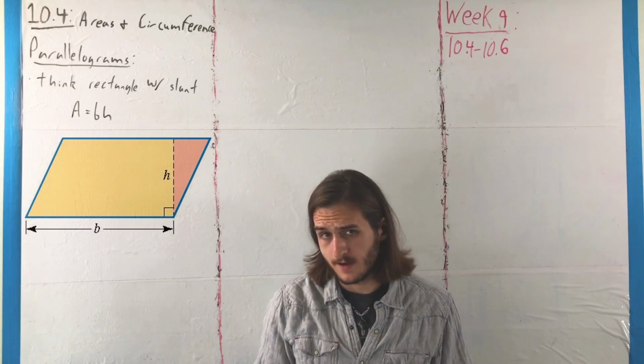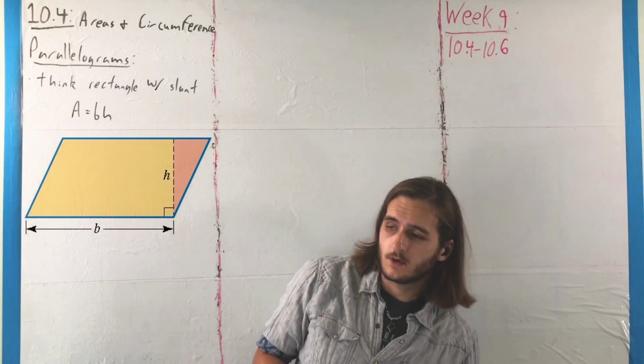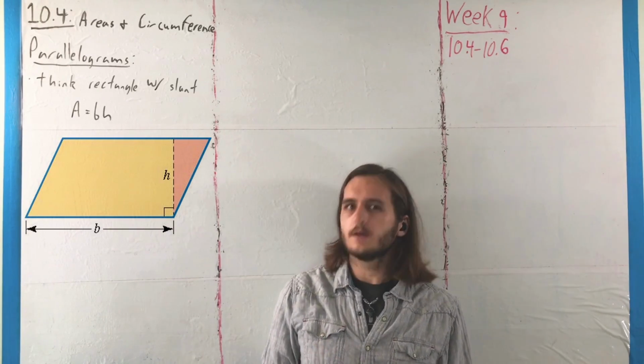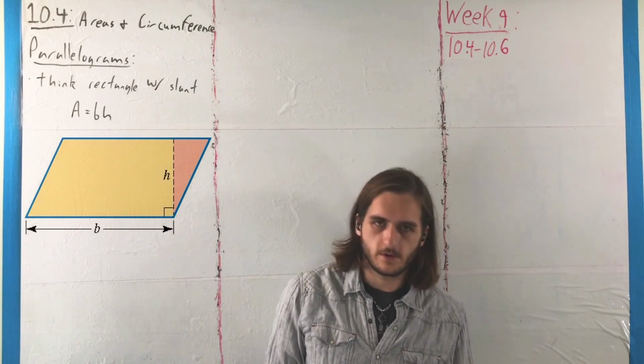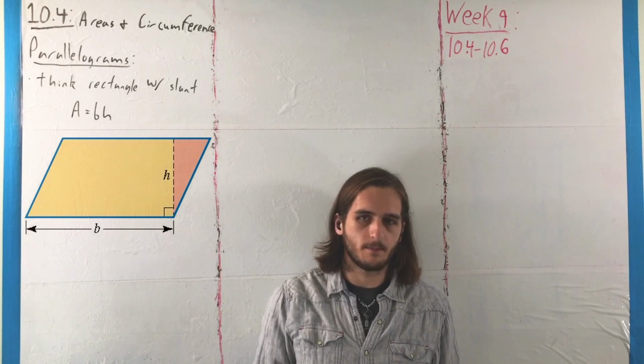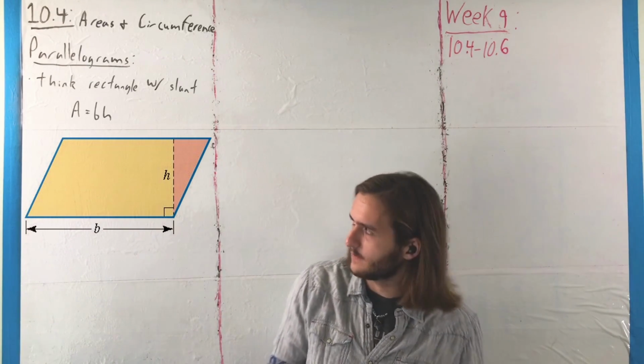I misspoke just a bit at the end of that last video. Technically speaking, we're talking about more general parallelograms here than rhombuses, but if we understand how a parallelogram works, then we understand a rhombus is just a slightly nicer variety of that.